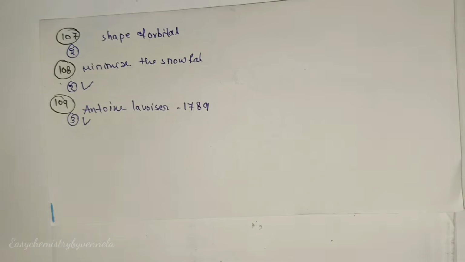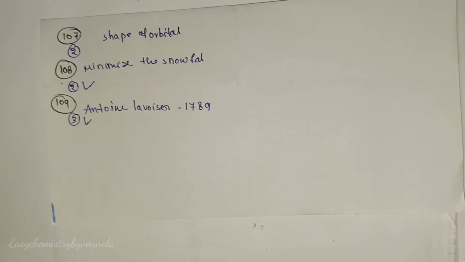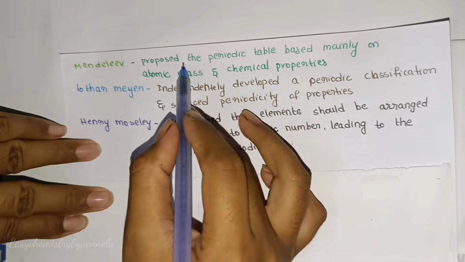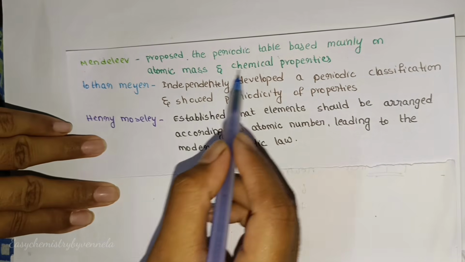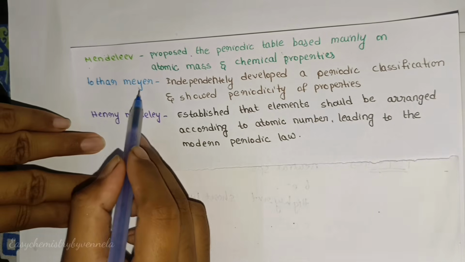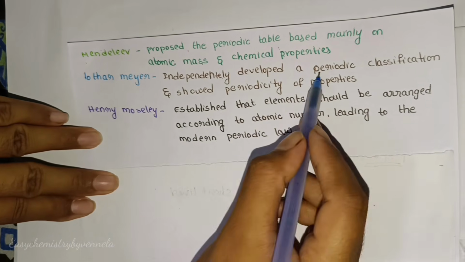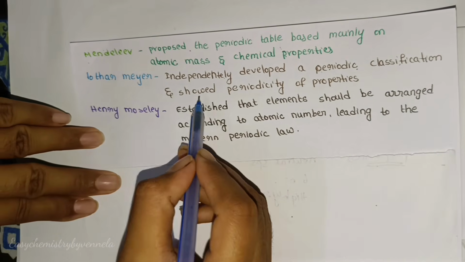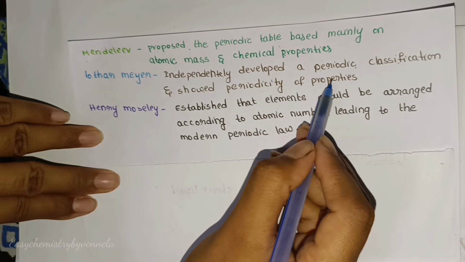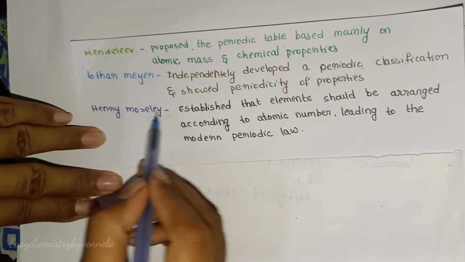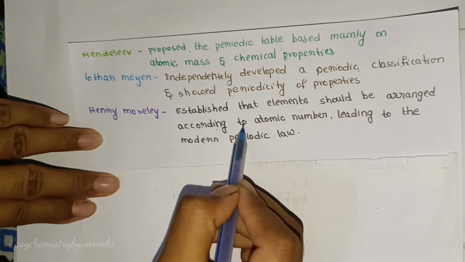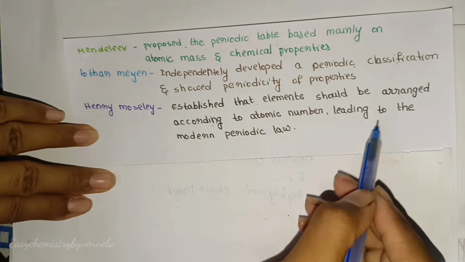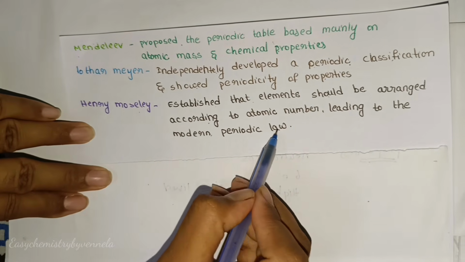What about the others, Mendeleev, Lothar Meyer and Moseley? Mendeleev proposed the periodic table based mainly on the atomic mass and chemical properties. Lothar Meyer independently developed a periodic classification and showed periodicity of properties. Moseley established that elements should be arranged according to atomic number, leading to the modern periodic law.